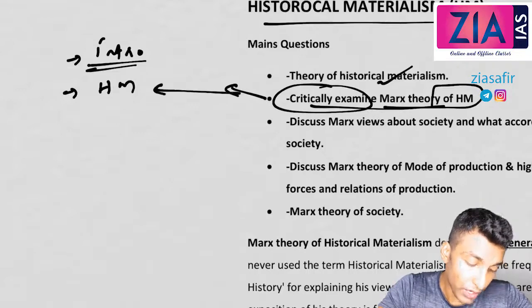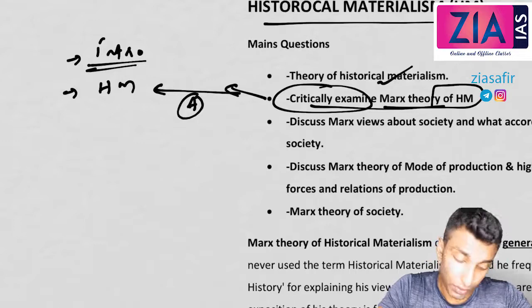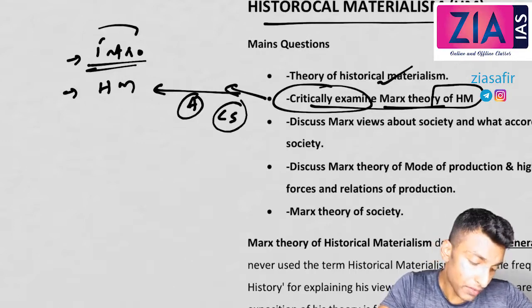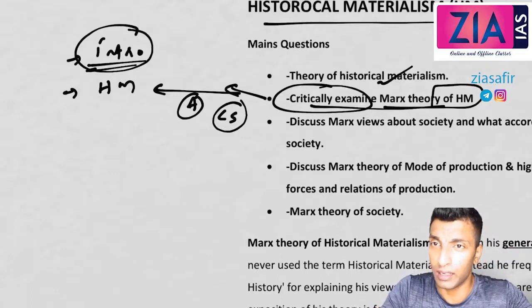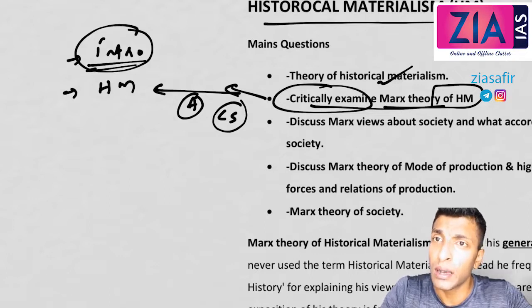So you write here historical materialism. If the question is about alienation, you write here alienation. If the question is about class struggle, you write here class struggle. But the introduction will remain the same in all these areas, and that is what I gave you in the previous session. The first session that we did on Marx is the introduction for all the questions which can be asked from Marx. What is that? Marx's idea about society and individual.